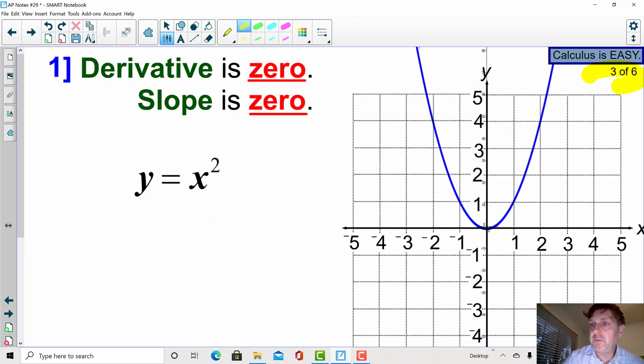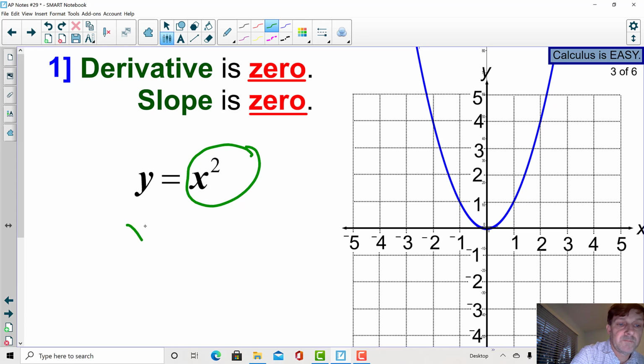Okay, now we're doing example number 3. This example is meant to point out that when the derivative is 0, another way of saying that is that the slope is 0. And you can see that when you have a slope of 0, that's one place where you could get a max or min.